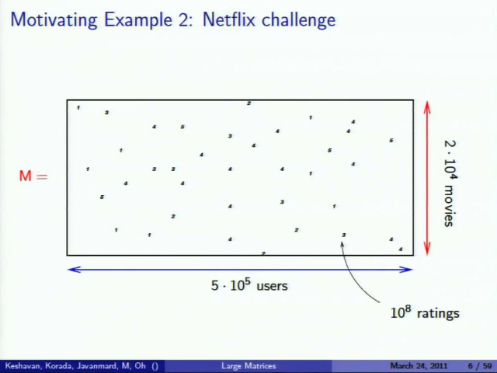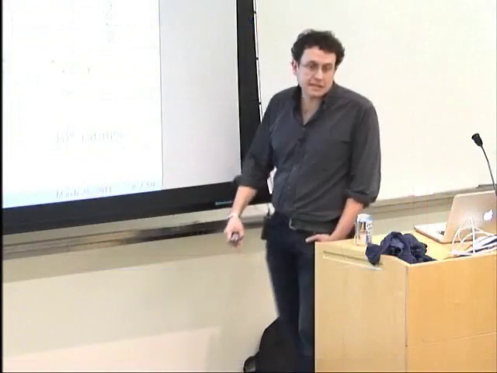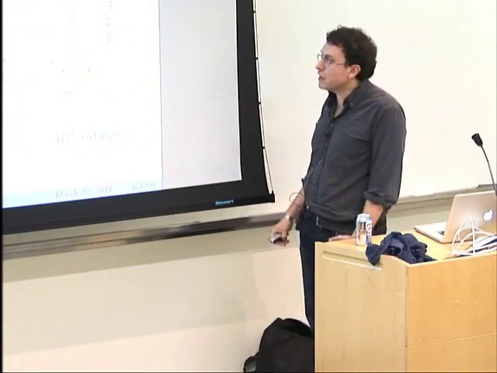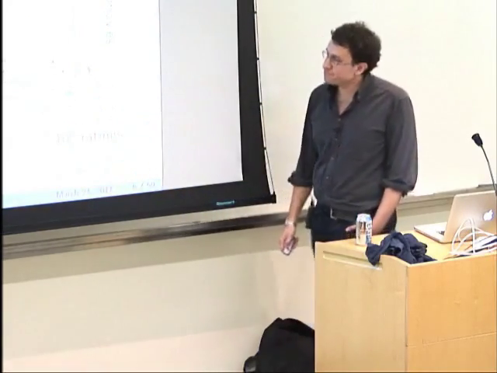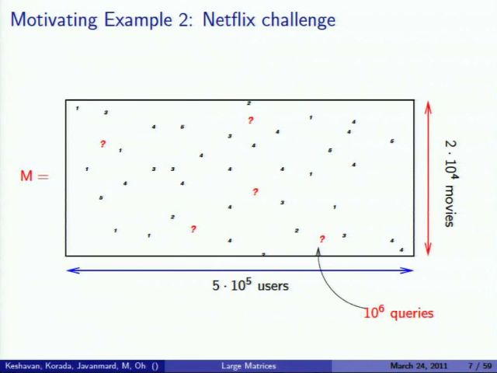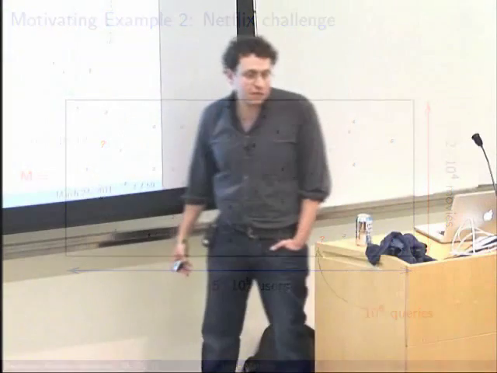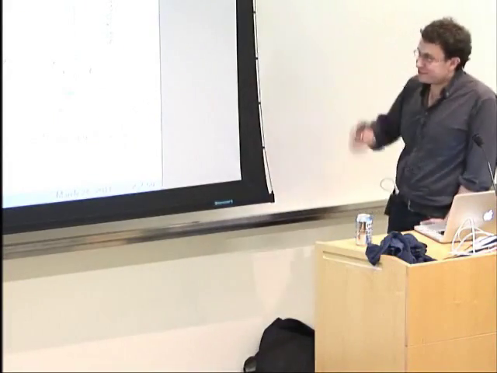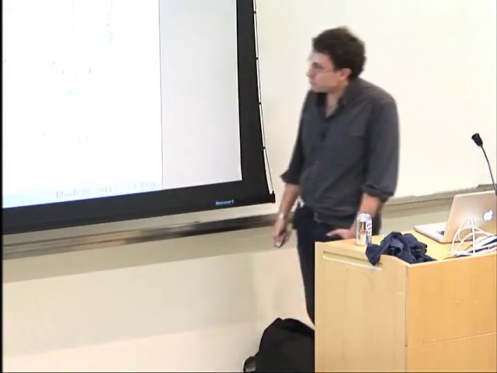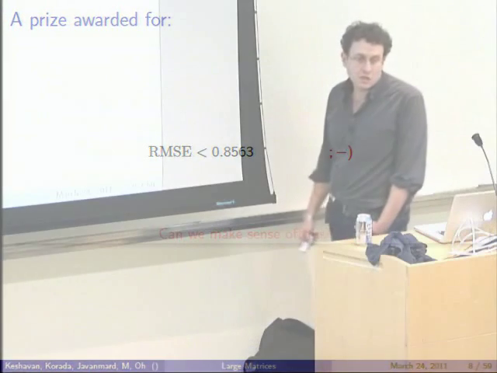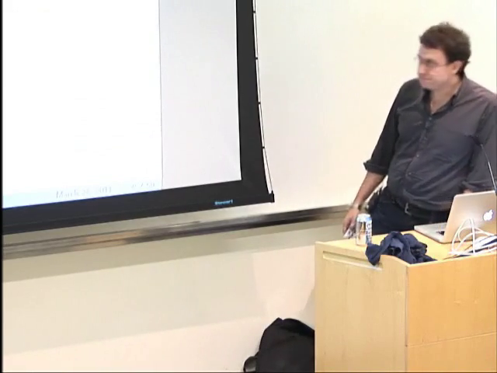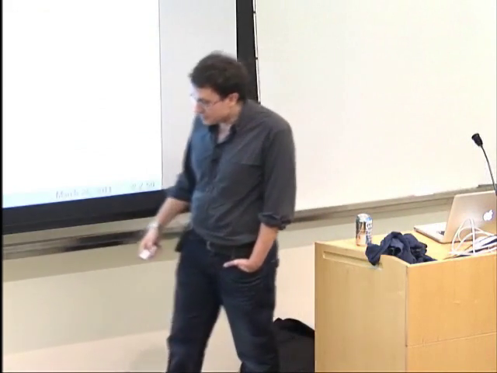These are numbers between 1 and 5, and tell us, for instance, how much did Yuval like, I don't know, The Devil Wears Prada. And then with it came a bunch of queries, that is, question marks, asking how much will Yuval like, I don't know, The Lord of the Rings. People were challenged to predict these missing ratings with a root mean square error below 0.8563.